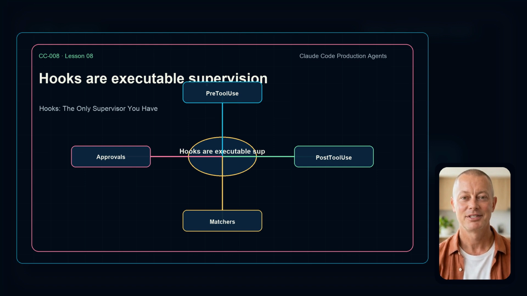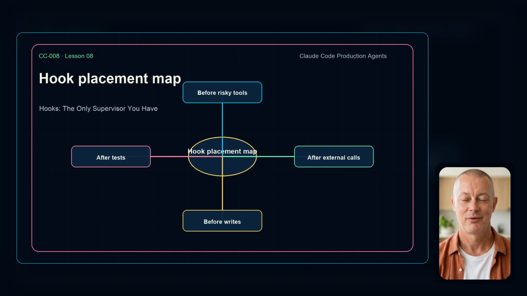The important idea is not the syntax. The important idea is placement. A hook sits where risk appears. The visible artifact for this lesson is the hook placement map. Put hooks before risky tools, before writes, before deployment actions, and before anything touching secrets or identity. Put hooks after external calls, after tests, after generated changes, and after actions where you need evidence recorded. The hook is a checkpoint in the loop.